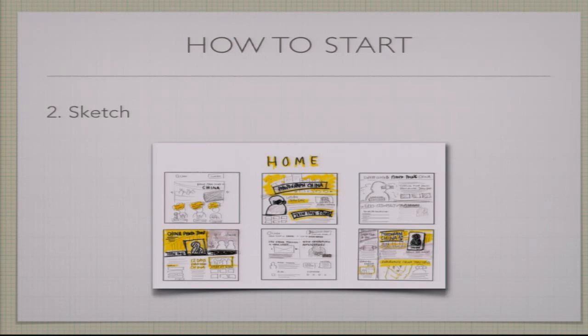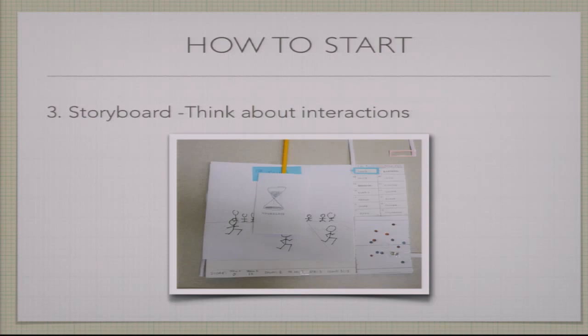And then number three, you really want a storyboard. So when you're creating applications and mobile applications, it's not just about one screen. It's not just about your home screen. It's really about what is the user doing with this application. Why is the user coming to my application? So you need to think about what you want them to do with it.